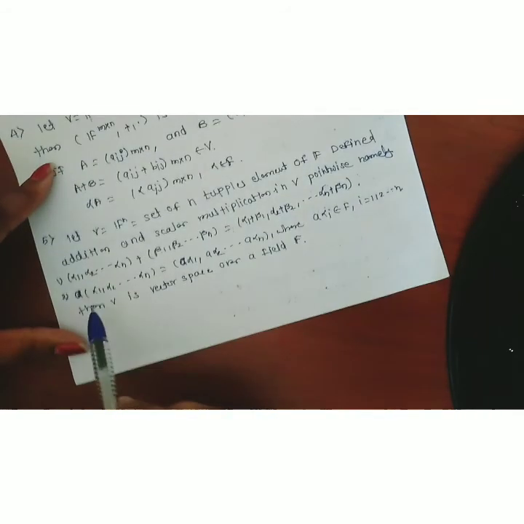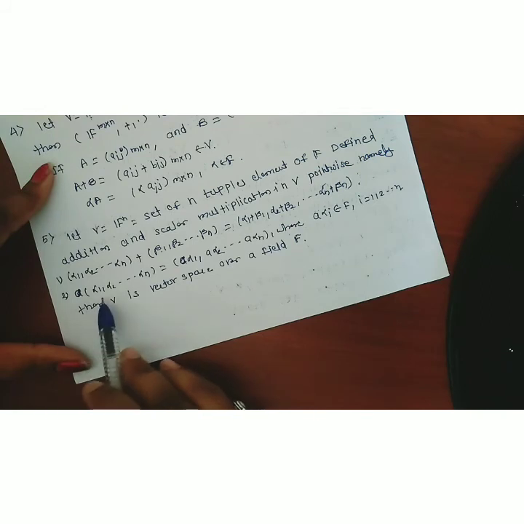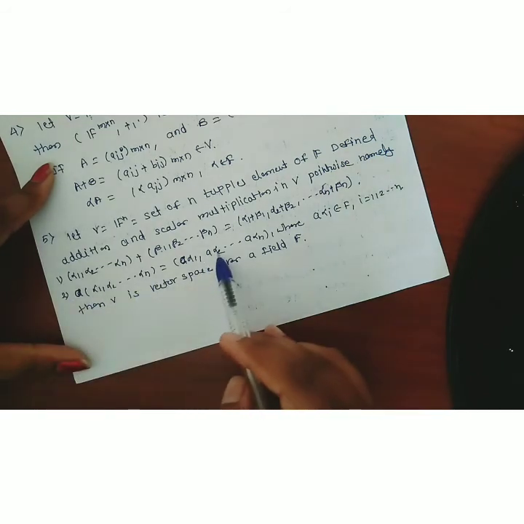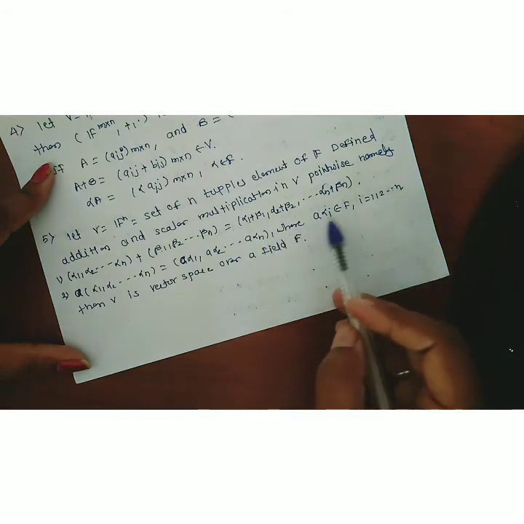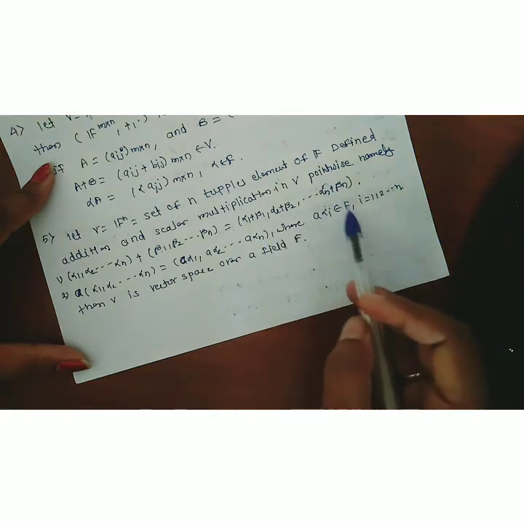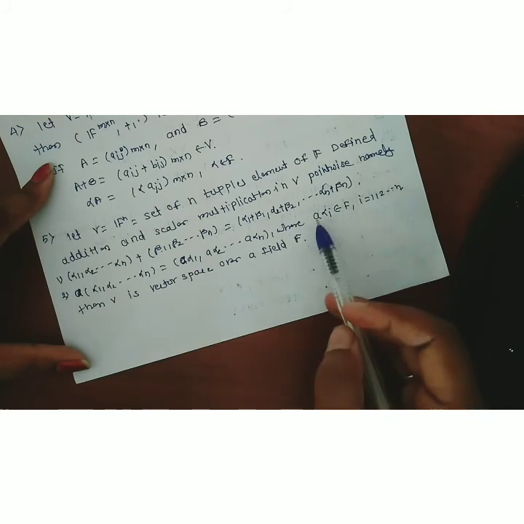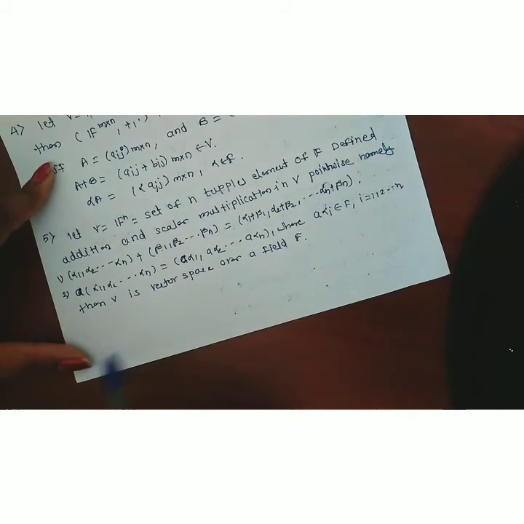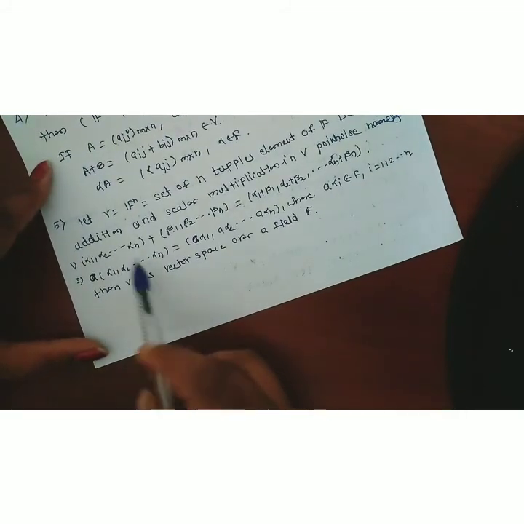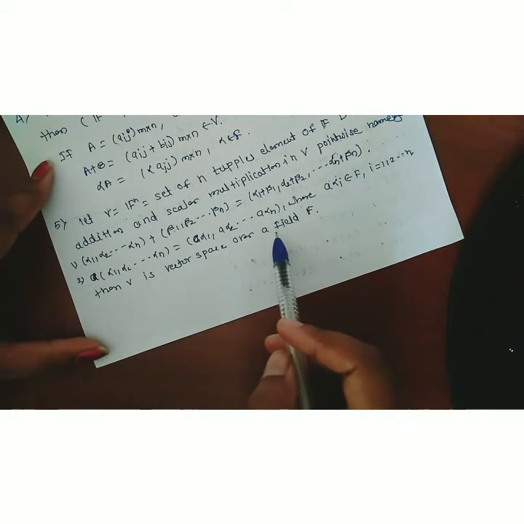This is the addition which should be defined, and the scalar multiplication is given by a times the tuple (alpha 1, alpha 2, alpha n), which is equal to multiplying this a to all of the coordinates: (a alpha 1, a alpha 2, up to a alpha n), where a alpha i belongs to field F. Whichever field you are given, a alpha i is an element of that field, where i runs from 1 up to n. This is also a vector space over the field F.